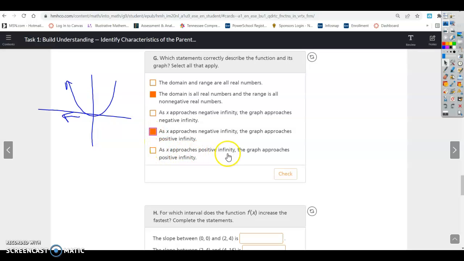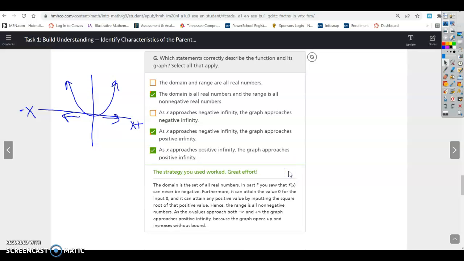As x approaches positive infinity, all right, so that means as the graph goes in this direction, this is your x positive side, and this is your x negative side. So as x goes on the positive side, as x approaches positive infinity, the graph approaches positive infinity. Again, it increases with an arrow, which means it increases without bound. So that one is true as well. And it's just about reading the question and understanding what it's asking. The end behavior is just talking about what this side of the graph does as it goes to the left, and what this side of the graph does as it goes to the right.